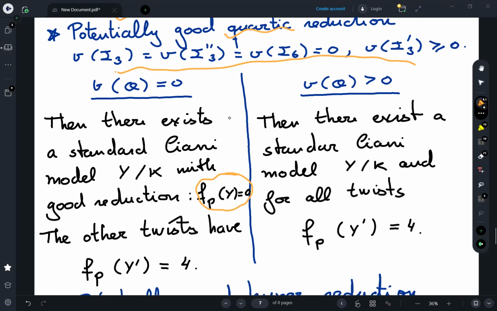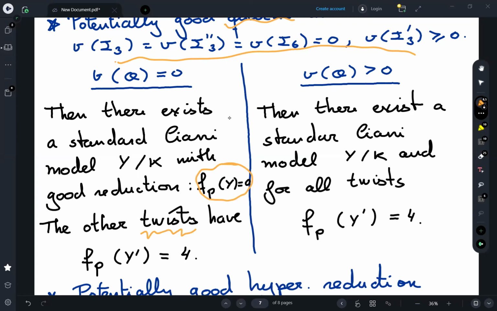But then the other twist, so basically a twist, in case you don't know it, is an isomorphic curve defined over K, but the isomorphism is defined over a field extension. So the arithmetic properties of both curves are not the same. And we see it here in this case, because you get that there is one with conductor 0, and for all the other ones, you get conductor 4. And in the other case, the case with positive valuation for Q, you always get conductor 4.